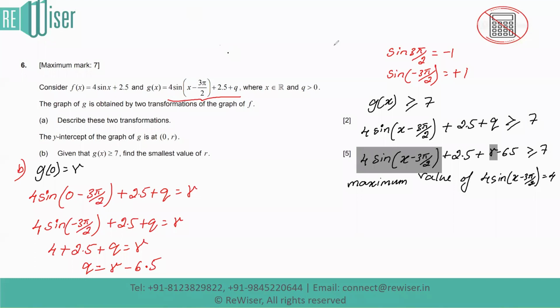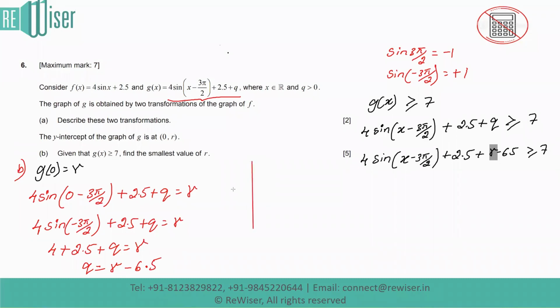In this case, we should not just take the maximum value of this. The reason is it goes something like this. If I talk about drawing a rough sketch of, let's say, 4 sine x minus 3 pi by 2. So normally 4 sine x would be something like this, where this is 4 and 3 pi by 2 is here.